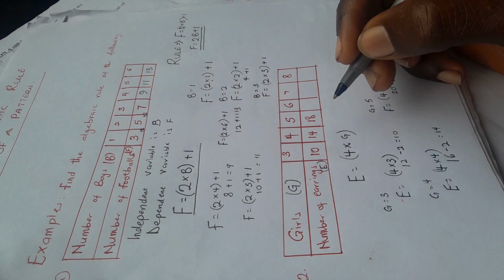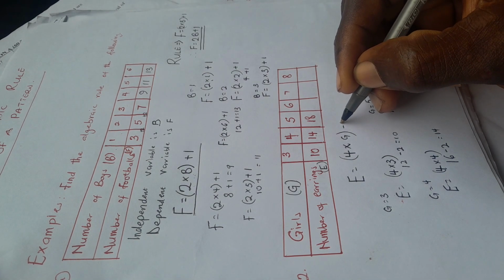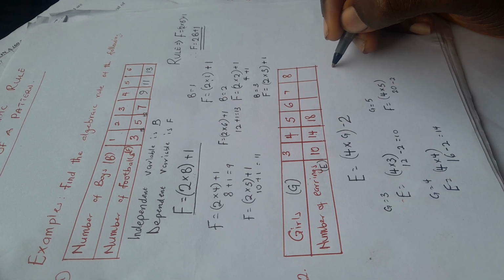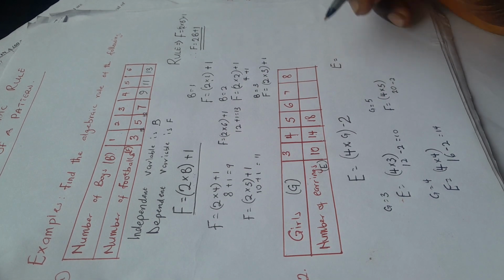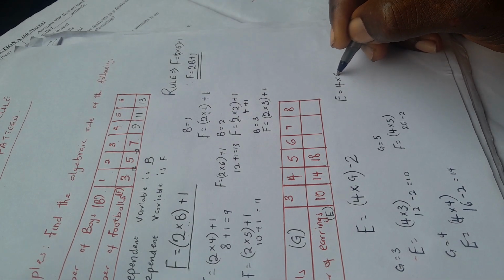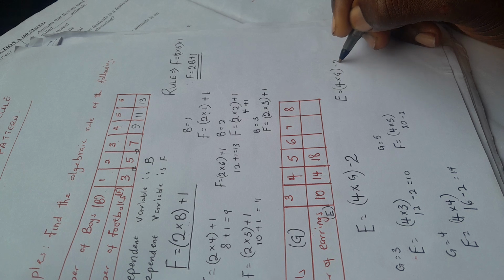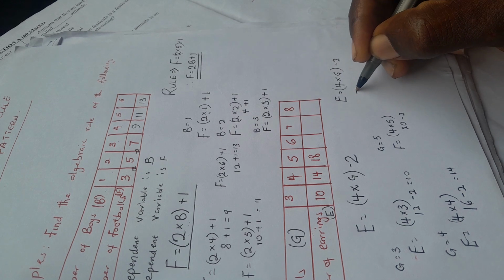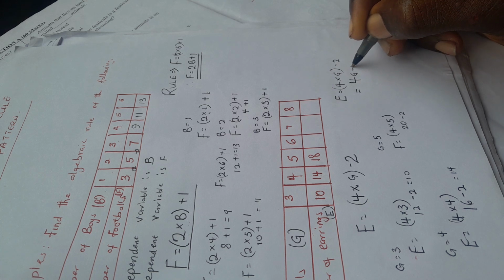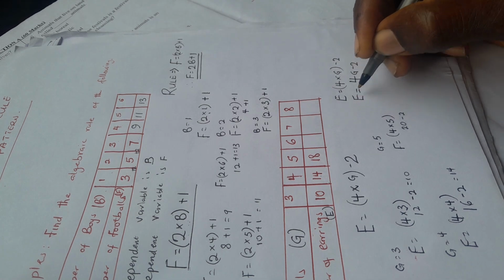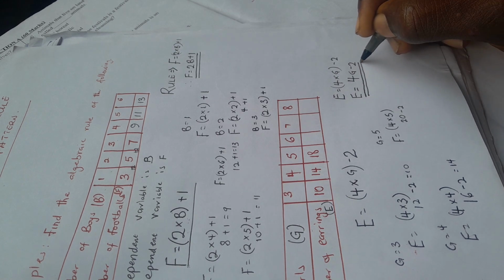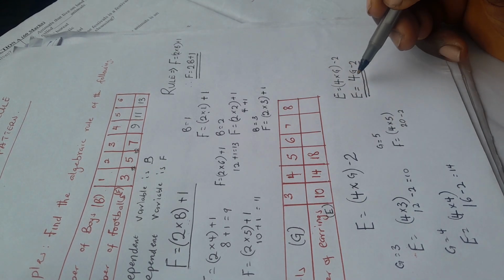Therefore, it will be necessary to subtract 2 from our rule. Then our rule becomes E equals 4 times G minus 2, which can be written as 4G minus 2. So the algebraic rule for this pattern is 4G minus 2.